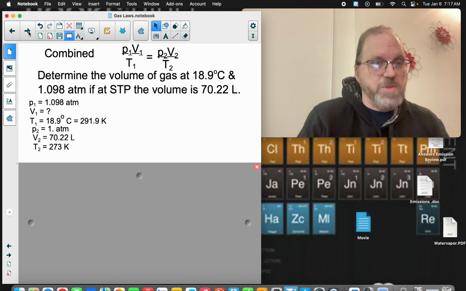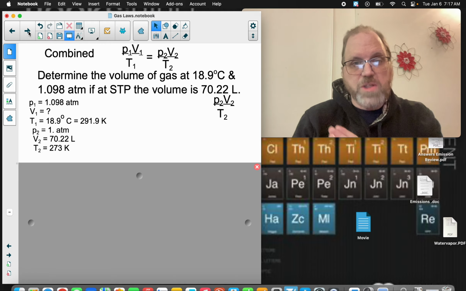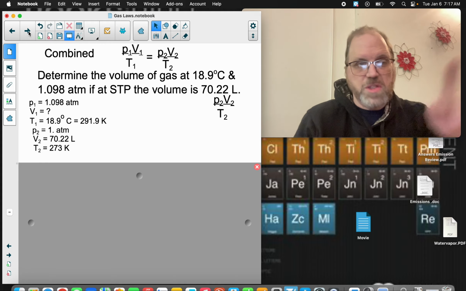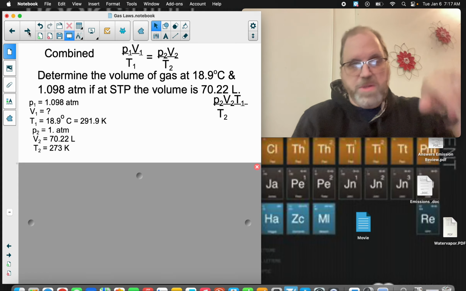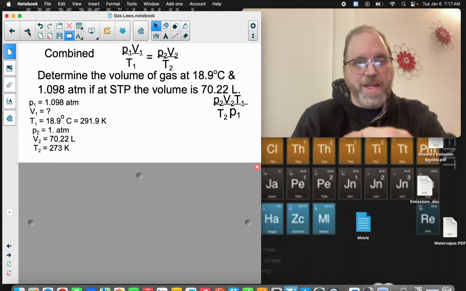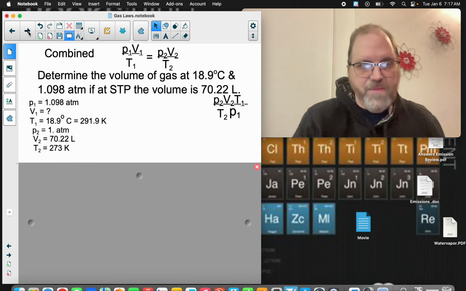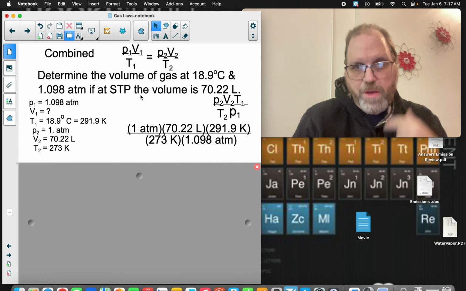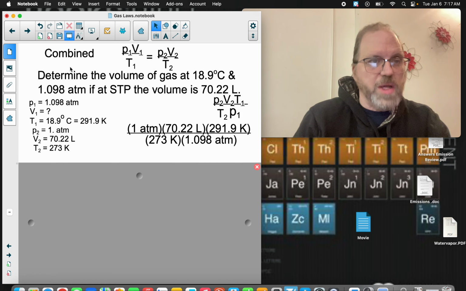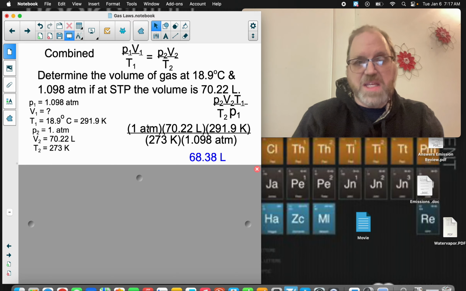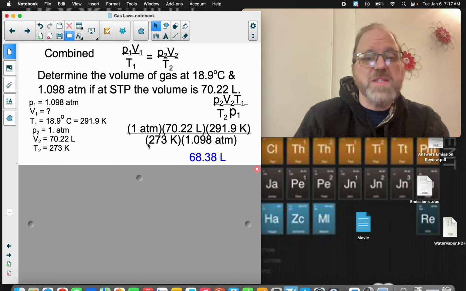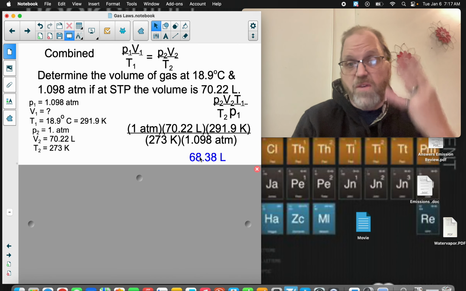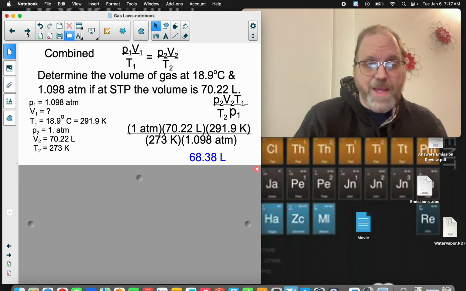All right, so we take our second half of the equation, P2 V2 over T2, and solve for V1. That means T1 has got to go up, it was down. That means P1's got to go down, it was up. Put our values in. When we cross out our units, atmospheres cross out, Kelvins cross out, and we get 68.38 liters. The given values have 4 sig figs, so 4 sig figs is my answer. That is my answer right there.